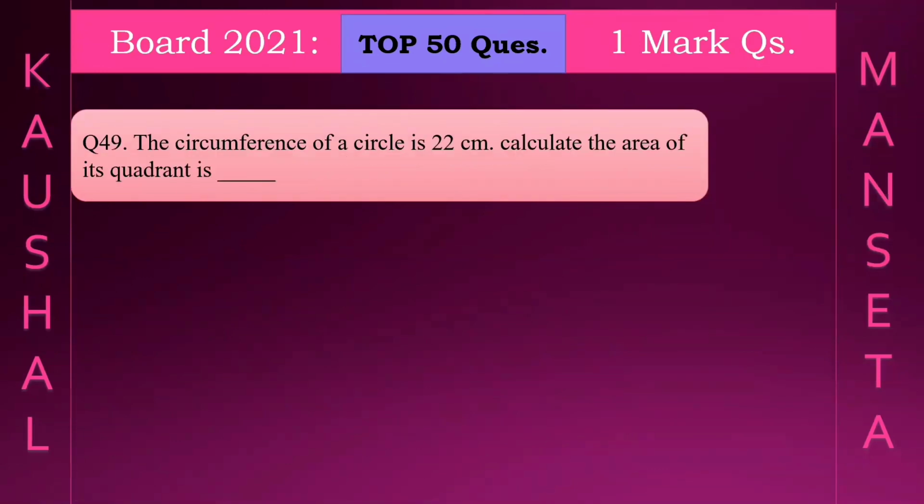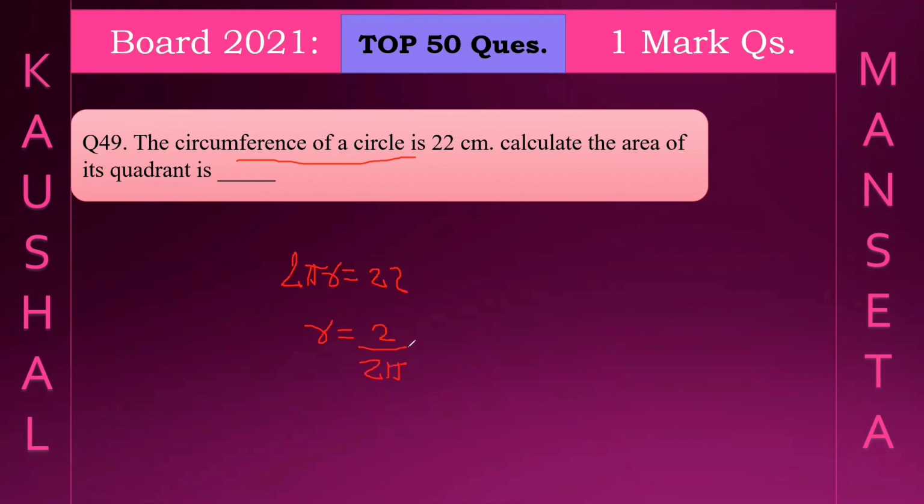Okay, next, 49, the last second question. The circumference of a circle is 22 centimeter. Calculate the area of its quadrant. So first find the value of r, the radius, from the circumference. We know that the circumference of a circle is given by 2 pi r. Yes or no? So 2 pi r equals 22, so we get r equals 22 upon 2 pi.